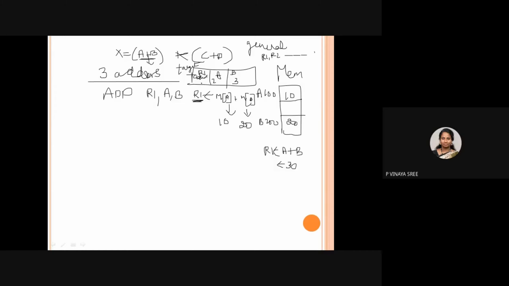Now, is my instruction completed using the 3 address instruction format? This part is completed. Now I need to perform the next part. Everyone knows the precedence: parentheses have the highest precedence, then multiplication and division, which are the same. Next lower is addition and subtraction, which come under lower precedence. Based on that, I have performed A plus B. Next I need to perform C plus D. For that, again an operation called add.